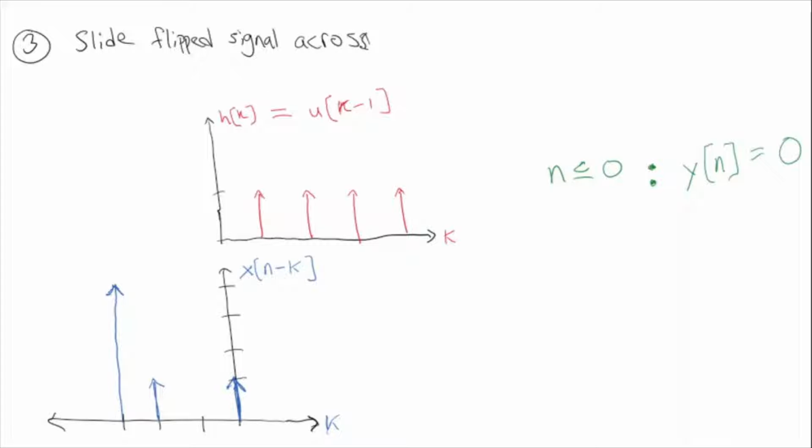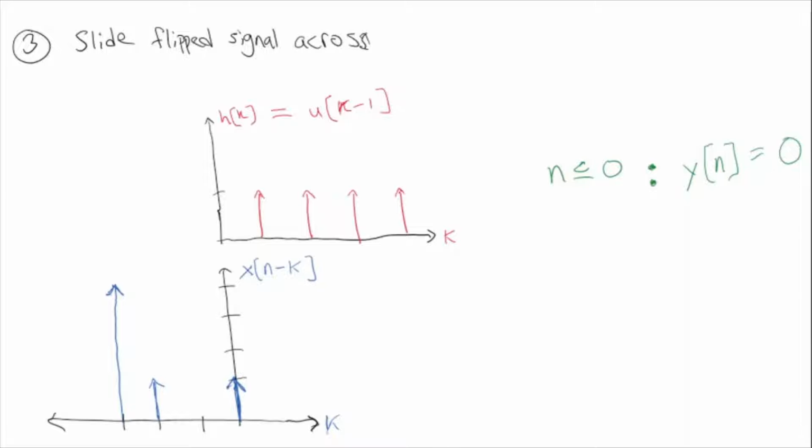The third step is to take the flipped signal and slide it across the other signal. That is what convolution is, visually speaking. We slide one signal across the other and see what comes out. That is what the n variable is representing, how far x of minus k is slid across. In this picture here, n equals 0, because the original x of minus k is not shifted at all.